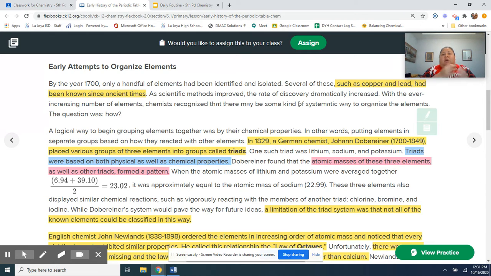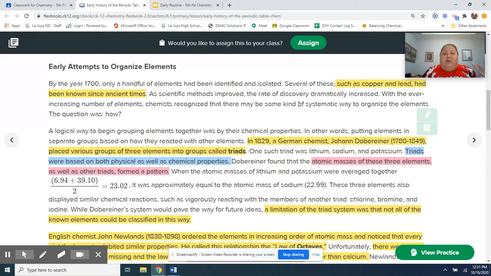So all of a sudden, we had knowledge of all of these elements, but we had no system in place that would organize all of this information so it was easy for people to use and understand. With the ever increasing number of elements, chemists recognized that there may be some kind of systematic way to organize elements. The question was, how do we do it?